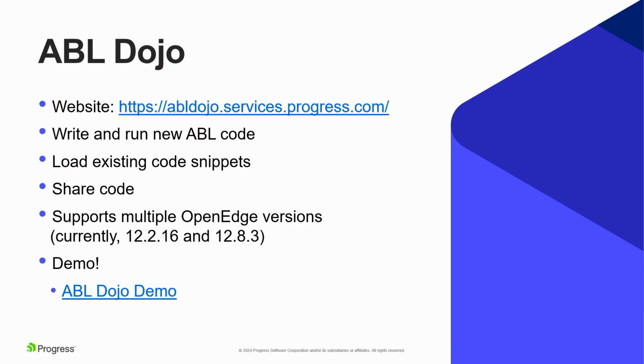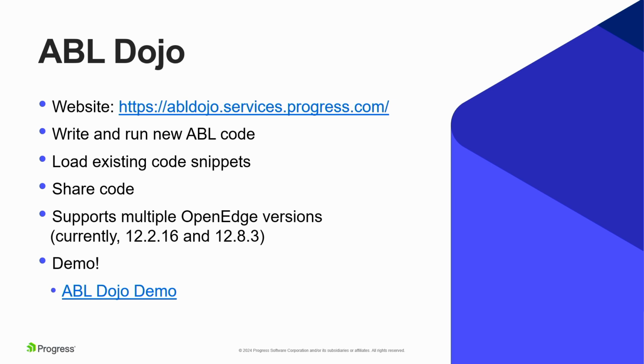I mentioned ABL Dojo. ABL Dojo is a website that many of you already use to run and test your ABL code. So you can write ABL code. You could load existing code examples. I mentioned the list collections, sorted set collections, and hash map collections. There are code examples that you can literally just click a button and it loads an example. You can run it. You can test the code that way.